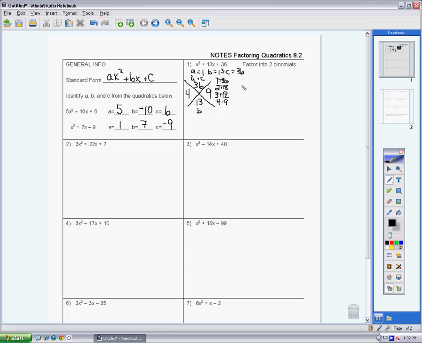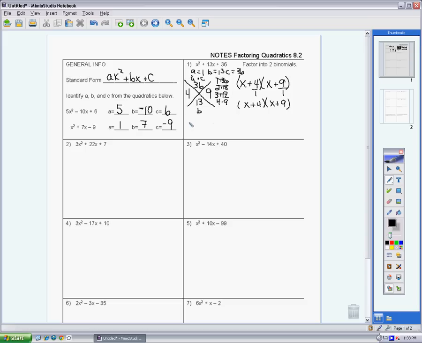Okay? Now I'm going to take x plus 4, because my factor was positive, and x plus 9, because that factor was positive. And then I want to divide by the leading coefficient, which would be A. So I want to divide by A, and I'm just dividing by 1, so that's not going to change it at all. It's going to be x plus 4 and x plus 9. And these are going to be my two binomials, and these are my factors. x plus 4 is a factor, and x plus 9 is a factor.